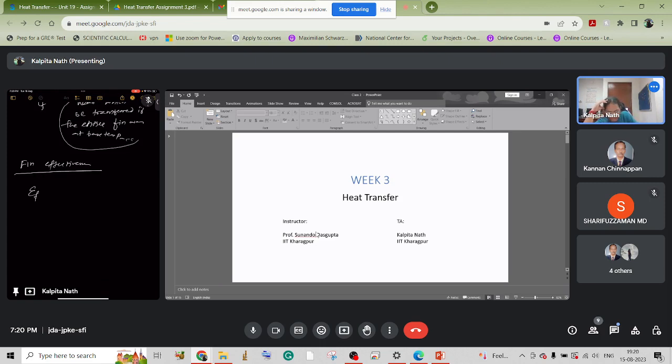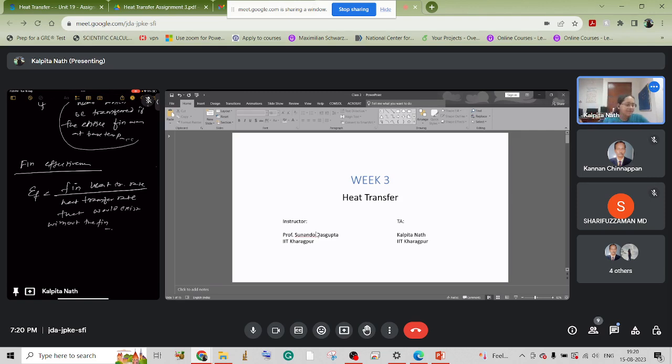So that is the fin heat transfer rate upon the heat transfer rate that would exist without the fin.